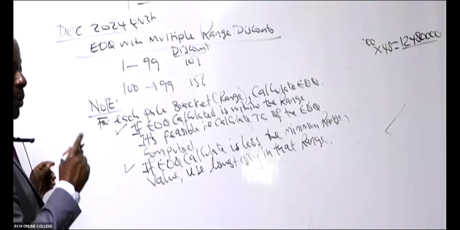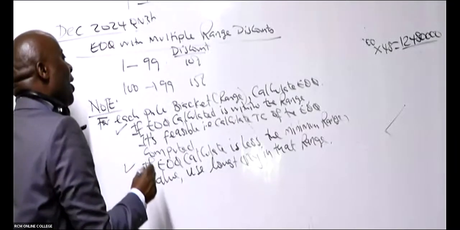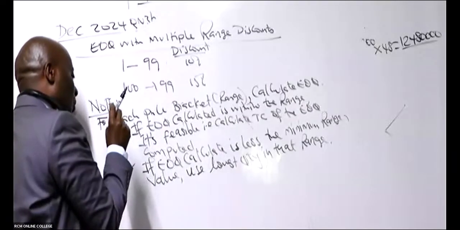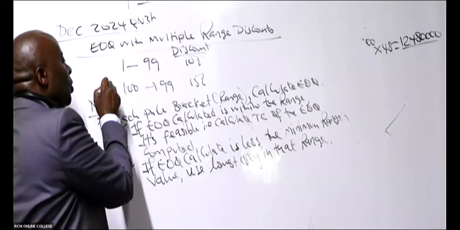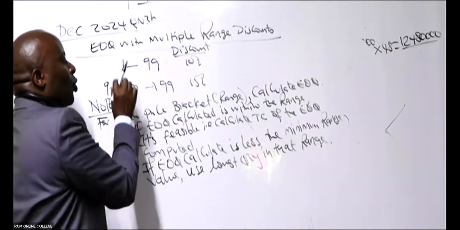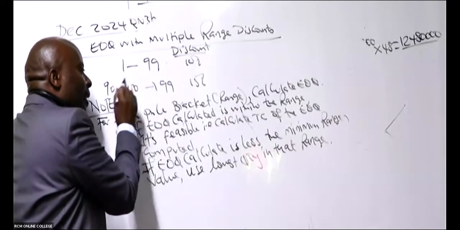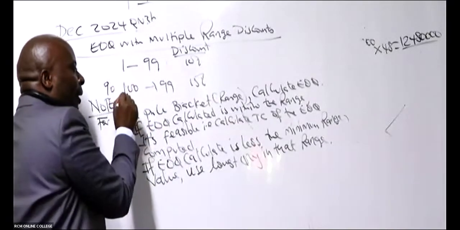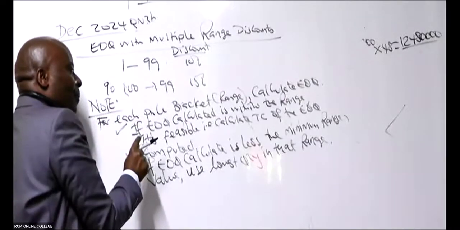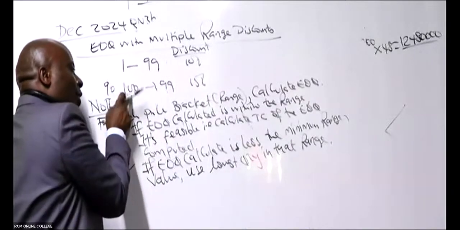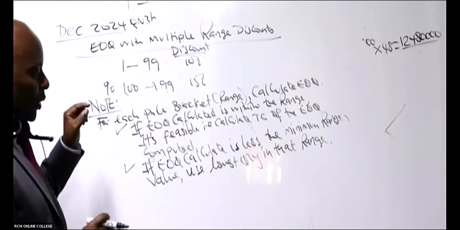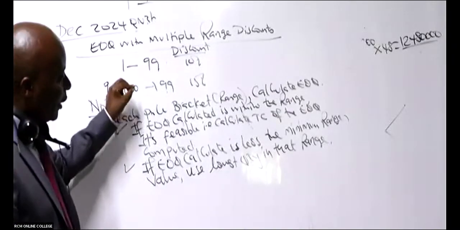For example, please listen to me very well. If you come to this particular class, you calculate EOQ and get an EOQ of 90 for this class, then we shall compute the total cost of the minimum in this range. The minimum here is 100. So if the EOQ computed falls below the minimum value of this range, like 90 now is lower than this, then we shall use the lowest quantity, which is this one, on that very range.